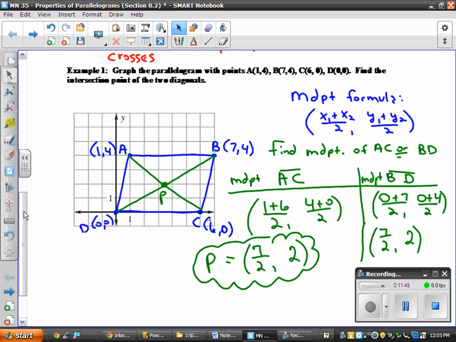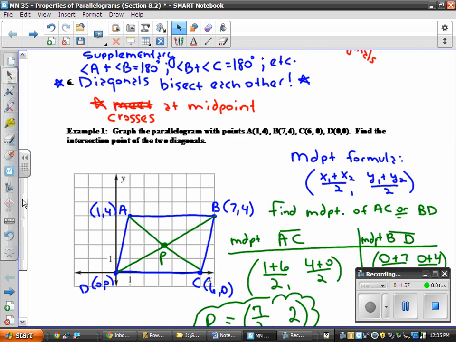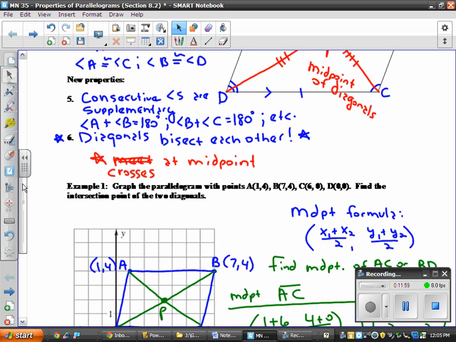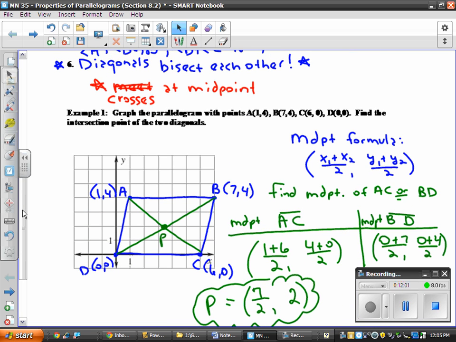So really we're talking here about the properties of parallelograms, 6 properties. The last 2 are definitely ones that are new and you want to make sure you put in your memory. And then really example number 1 is an application of that very last property.